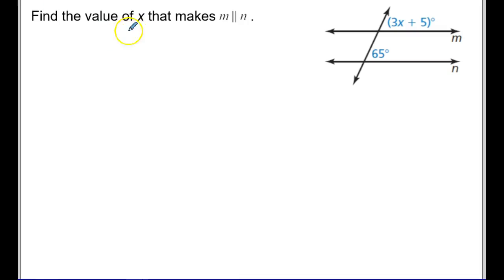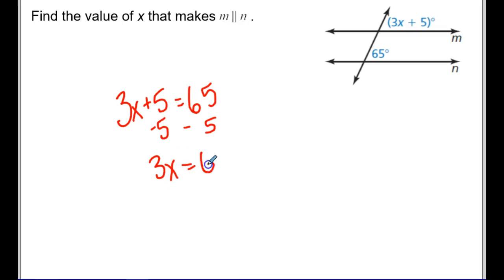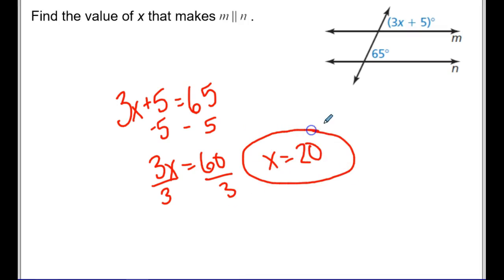Okay, so I'm going to find the value of x that makes m and n parallel. Going from that converse, if these are going to be parallel, then the corresponding angles have to be congruent. These two are corresponding because they're on the same side of the transversal and they're both above the lines we're looking at. So I can set them equal to each other: 3x plus 5 equals 65. Now I just have to solve for x. I subtract 5 from both sides, so 3x equals 60. Now I see I'm multiplying, so to undo that, I divide by 3. So x equals 20.